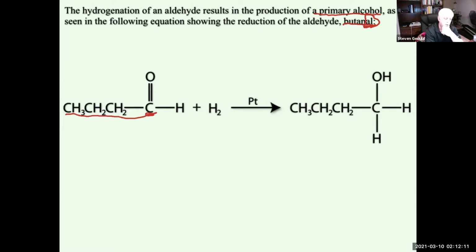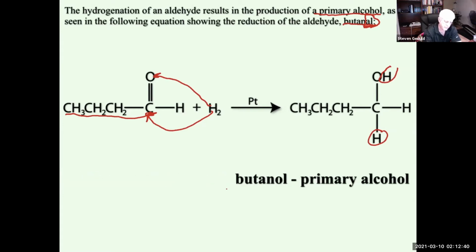Okay, you always start numbering your carbonyl group. So we're going to add hydrogen across the double bond there. Here's our one hydrogen, which adds to the oxygen, and our other one added to the carbon. So reduction of a ketone gave us a secondary alcohol. Reduction of an aldehyde gives us a primary alcohol. And this would be 1-butanol, which is a primary alcohol.